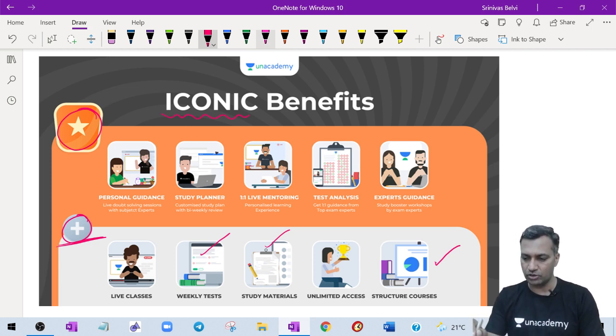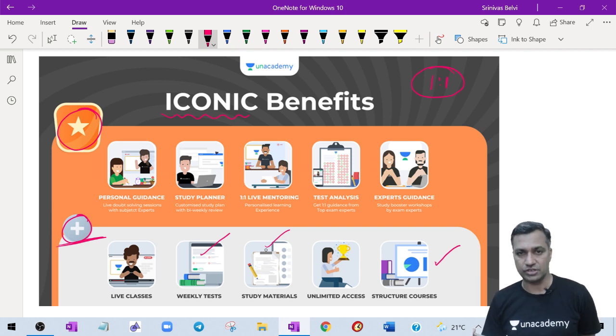Coming to the Iconic platform, in addition to whatever I said on the Plus, the Iconic platform facilitates you to speak to some of the mentors of your choice in one-to-one capacity. You can schedule a one-to-one meeting, and then you can have the discussions.